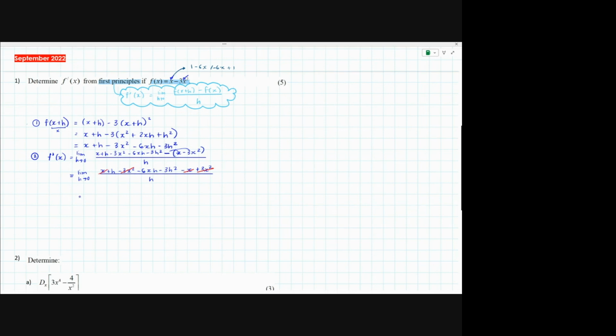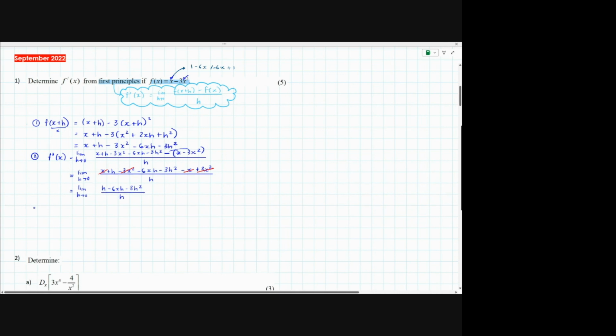Now that should always happen. You should always cancel out your f of x terms. If you don't, you've done something wrong. Right, so once again, our limit where h goes to 0 is equal to, now in my numerator, I just have h minus 6xh minus 3h squared all over h.